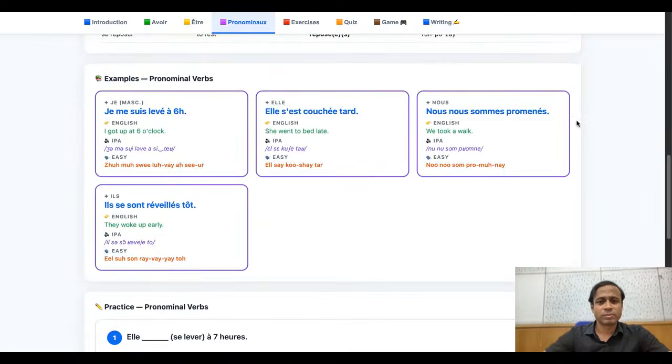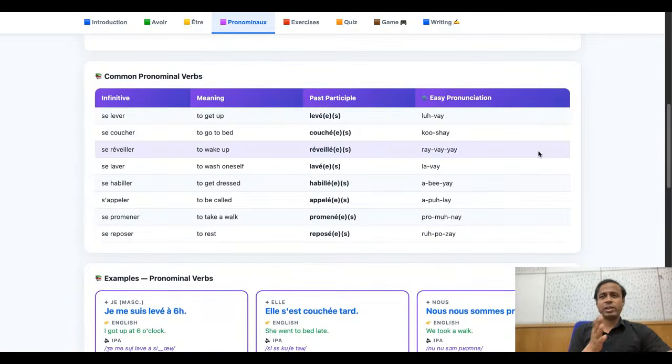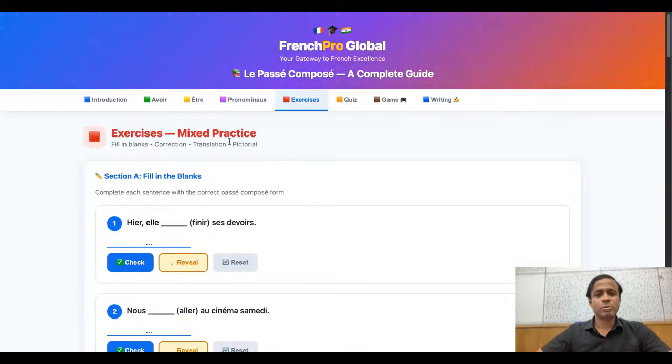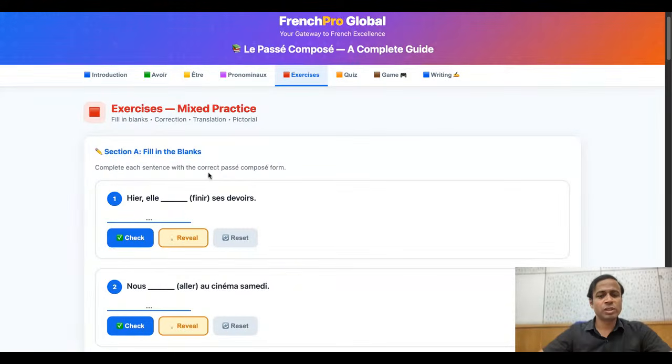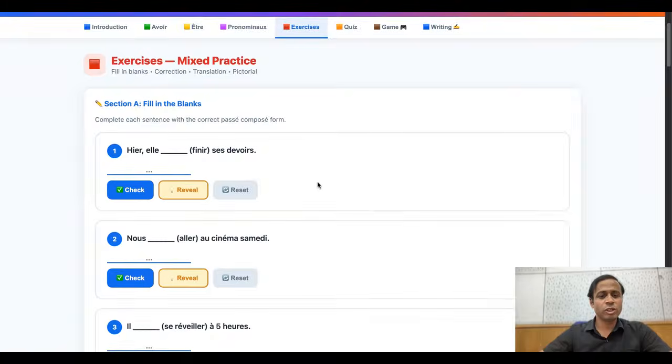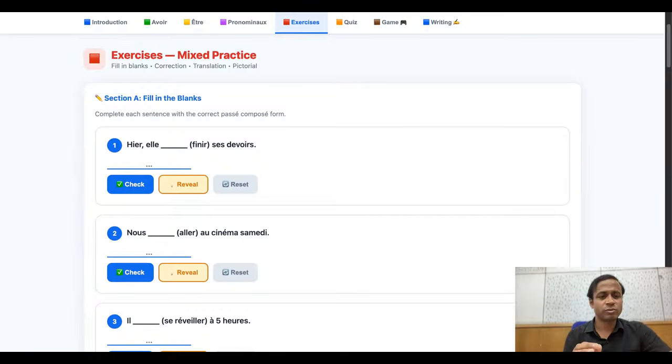Now, I hope this, now we have done passé composé with avoir, passé composé with être, and then passé composé with pronominal verb. Now we are going to do some mixed exercises. Okay. So this is mixed exercise. What you have to do, fill in blanks. Okay. Correction, translation, all these things are here. So complete each sentence with the correct passé composé form. Okay. You have to give the correct passé composé form. So the sentence is hier elle dash fini ses devoirs. Yes, your answer.